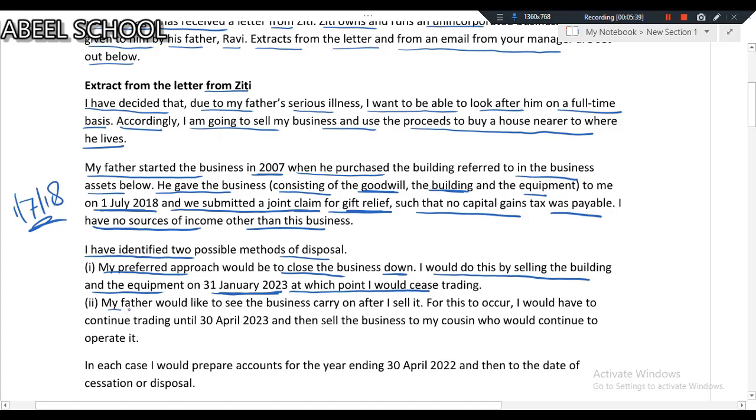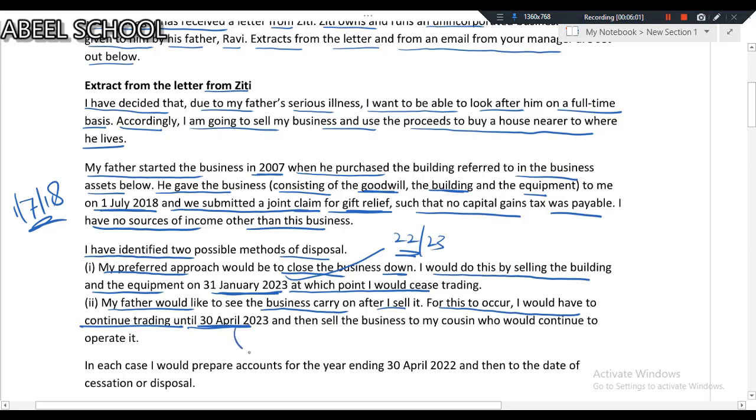Point 2, my father would like to see the business carry on after I sell it. For this to occur, I would have to continue trading until 30th April 2023. Look at this one more thing. If he closes the business and sells it in January 2023, this falls in the tax year 2022-23.